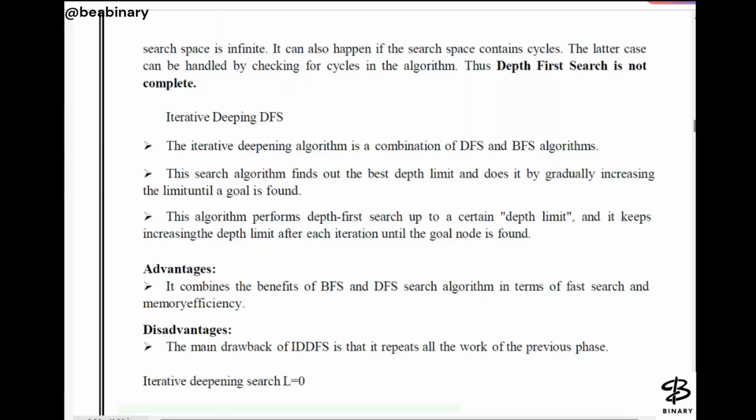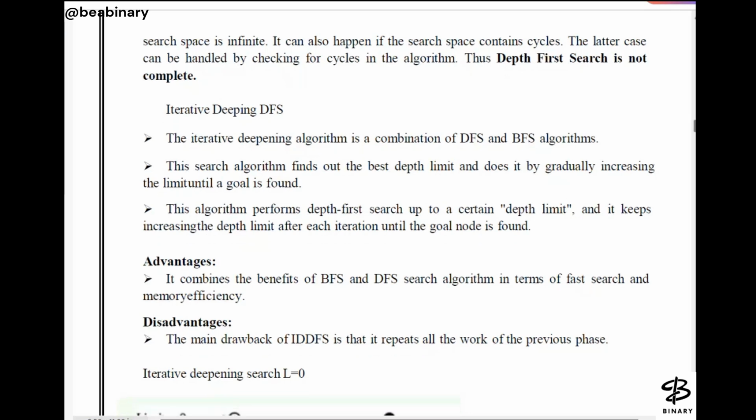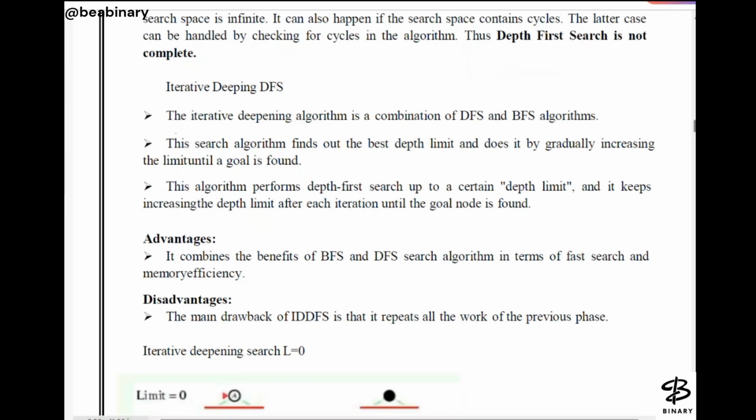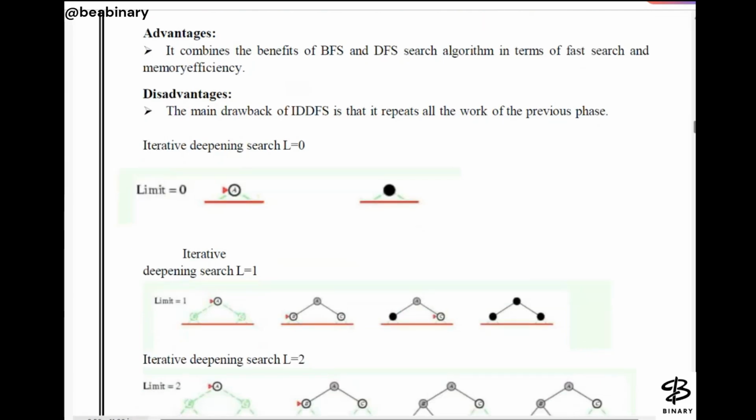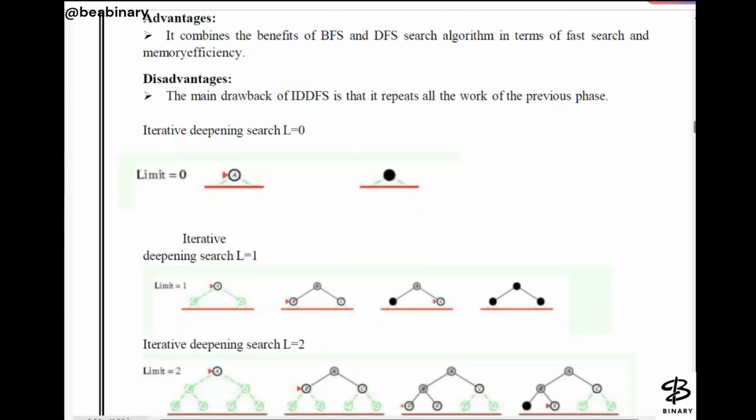Now, what are the advantages here? Iterative deepening DFS is a combination of both BFS and DFS, so we have both advantages here. It combines the benefits of BFS and DFS search algorithms in terms of fast search, optimal solution, and memory efficiency also. The main drawback of iterative deepening DFS is that it repeats all the work of the previous phase.